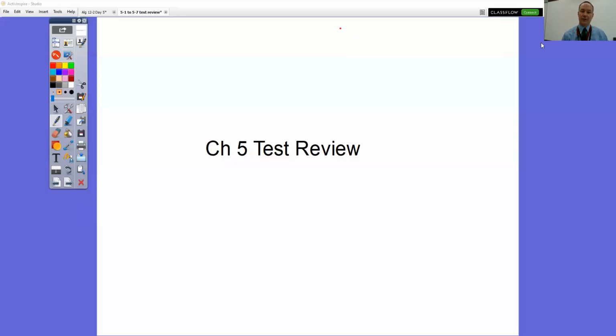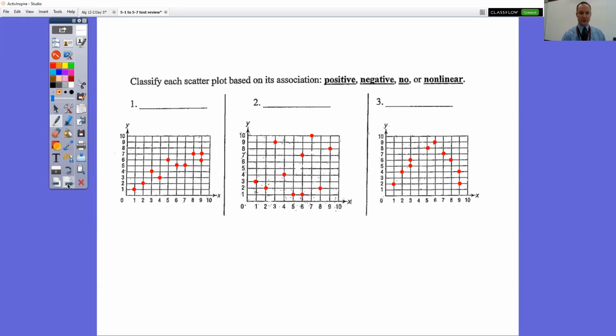This is the review for the Chapter 5 test. When you take a look at these first three questions, what you have to say is whether they are positive, negative, no, or non-linear. So go ahead and think about these three and answer these three questions, please. Obviously, there are three questions, but only four choices. So one of your choices will not be used.